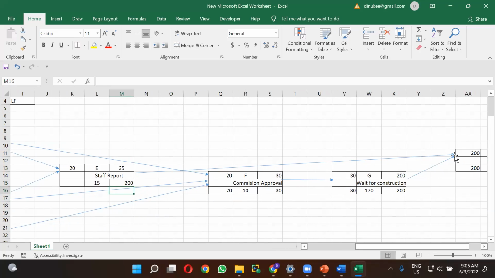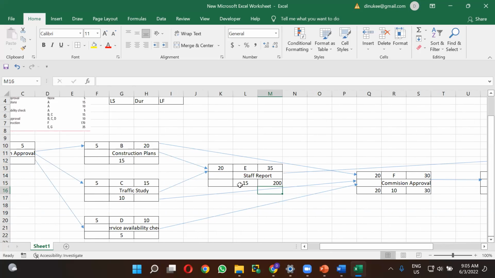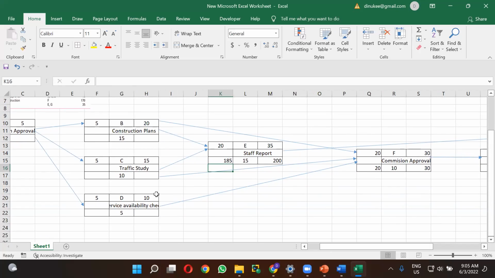As there is only one arrow coming from the G activity, the late start time of the G activity needs to become the E activity's late finish time. It is 200. So from that 200, you have to deduct the duration of 15. Therefore, the late start time is 185. So we now come up to the E activity. Therefore, you can go for the D activity.